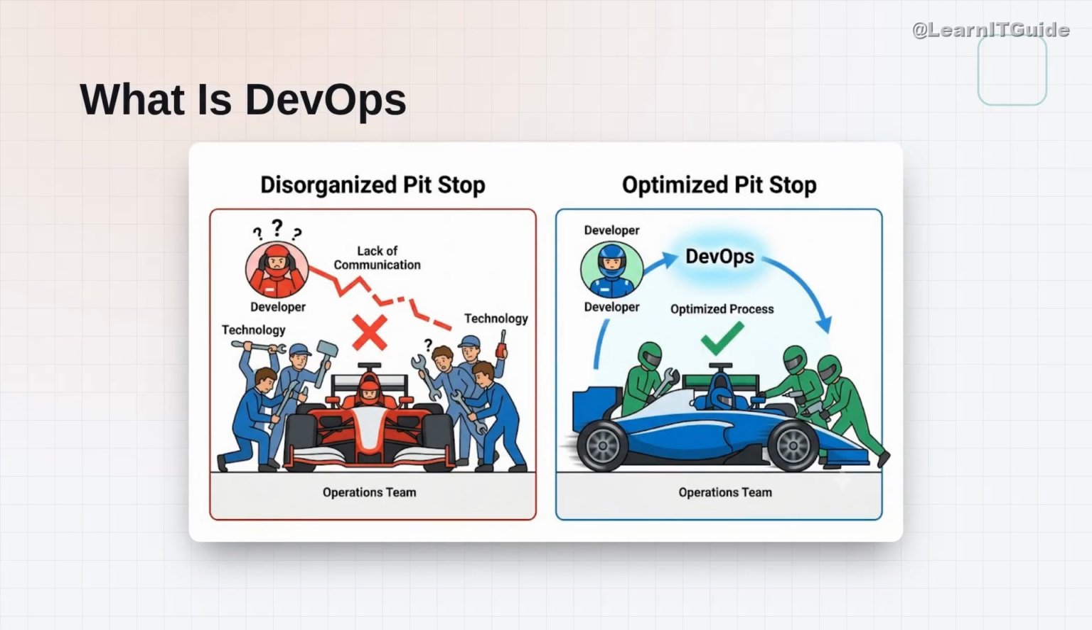So what is DevOps really? It is the union of people, process, and technology. Think of it like a Formula One pit crew. The driver is like the developer, and the pit crew is like the operations team. If the pit crew does not talk to the driver, or if they have the wrong tools, the car stops. DevOps is the communication and the optimized process that keeps the car moving during the race.